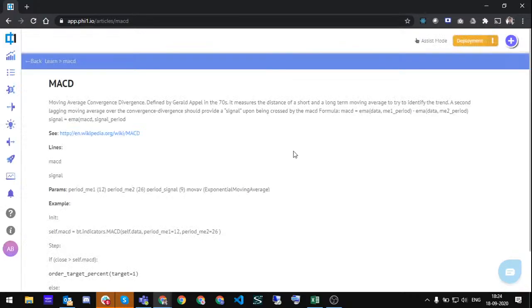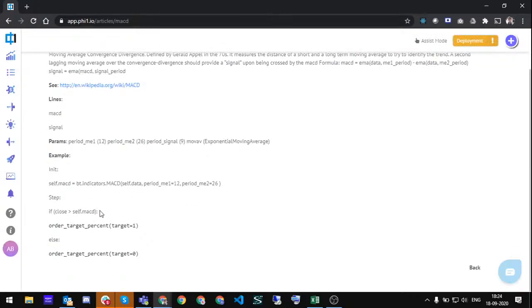So this example for this code, for example, is for MACD, where you can use something like this.